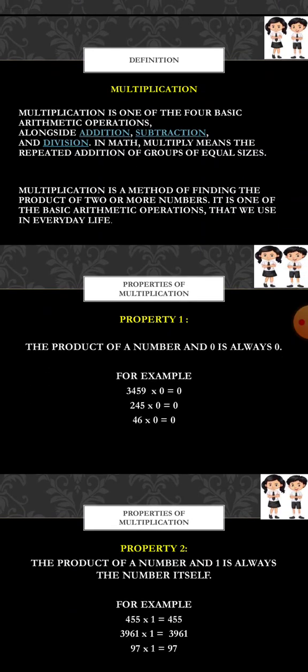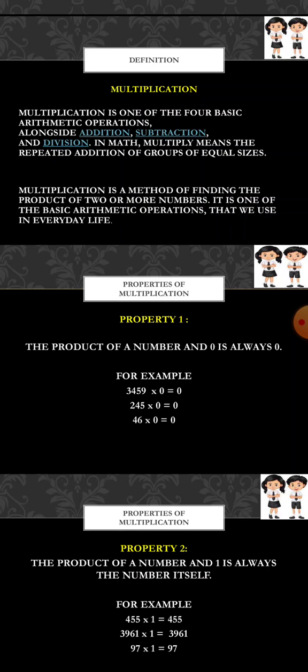What is multiplication? Multiplication is a mathematical process that adds a number to itself repeatedly a specific number of times. For example, you can express the multiplication problem 10 into 3 as 10 plus 10 plus 10, that is 30. So 10 into 3 is 30. Also 10 plus 10 plus 10, the result is 30. So we can see multiplication is a repeated addition.